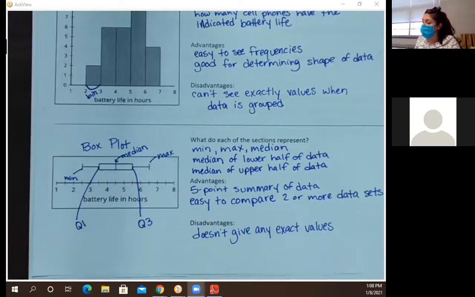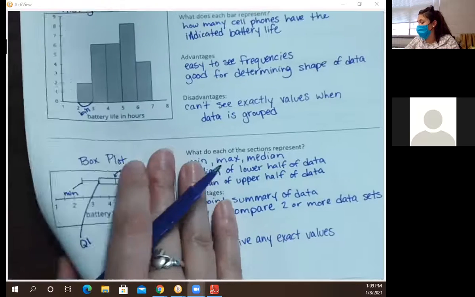Okay, so for the rest of our examples for today, we're actually going to go through and create some of these. We're going to create a histogram. We're going to create a box plot. So if you would for me, please, turn to page 5.